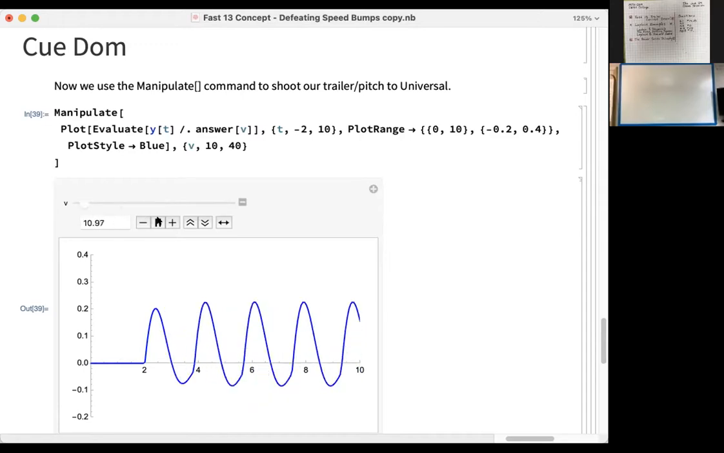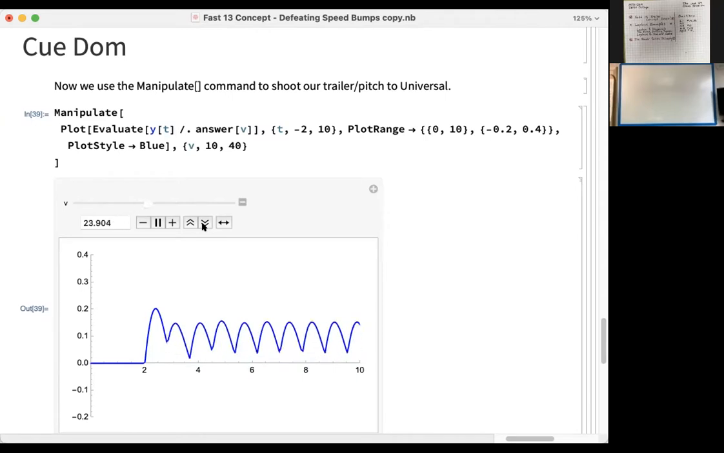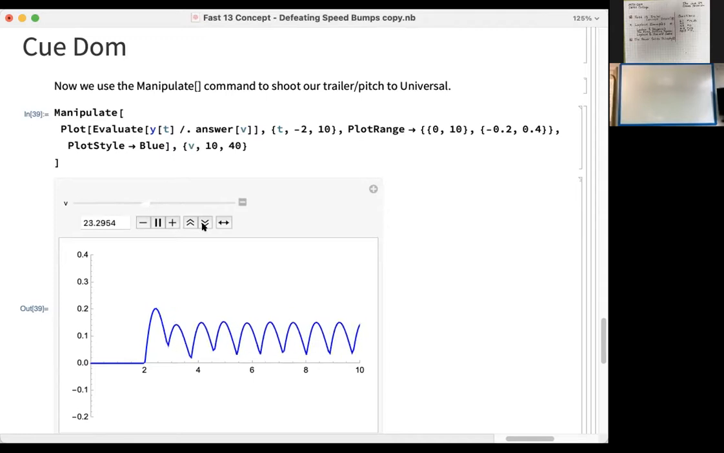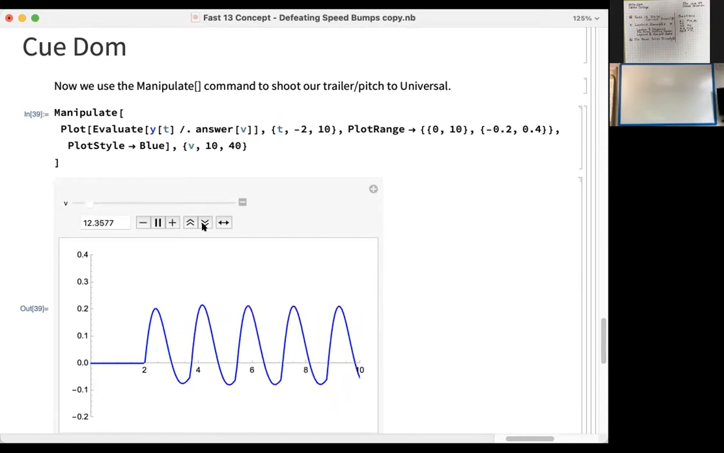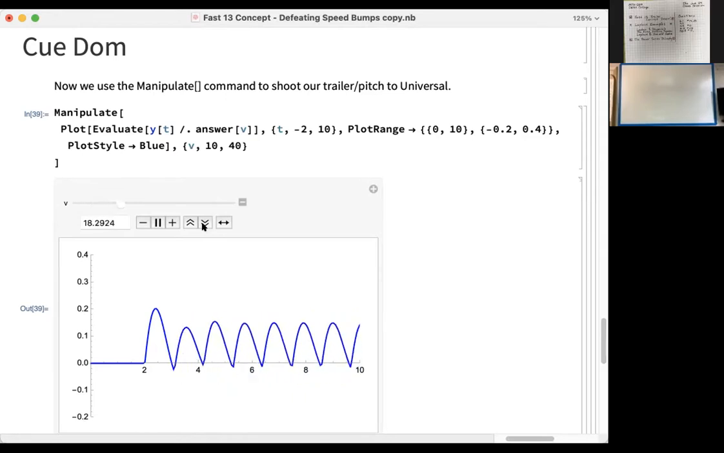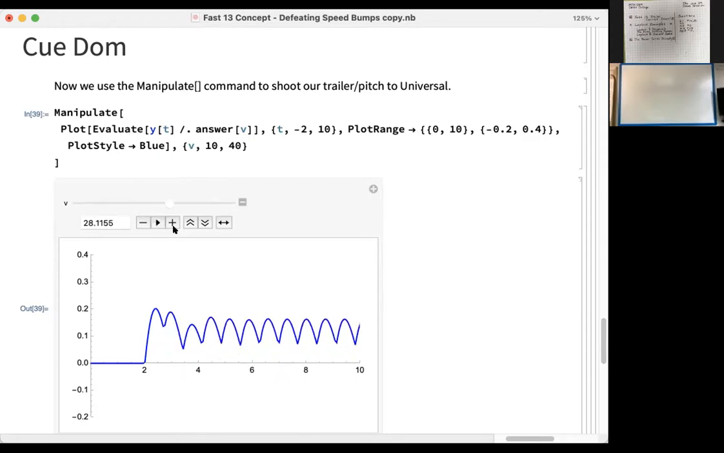As we increase the speed, let me slow it down. As we increase the speed, let's argue, is the violence of the bumps getting less as I ski over the speed bumps? Am I skiing over the speed bumps? Am I in contact with the ground? You know, I think we could argue about how to interpret these images, but you can't deny it's an interesting start. Okay, I'll let you play with this worksheet at your leisure, but this is our trailer pitch to Universal.